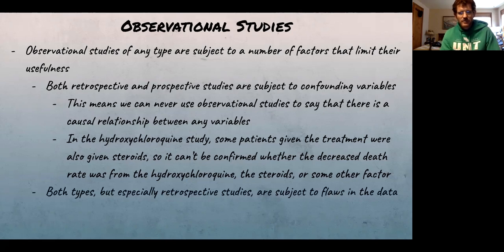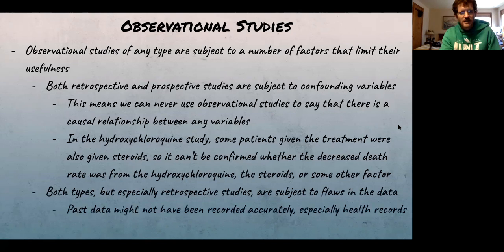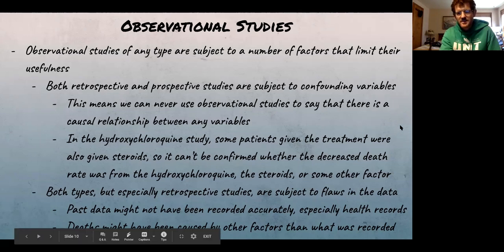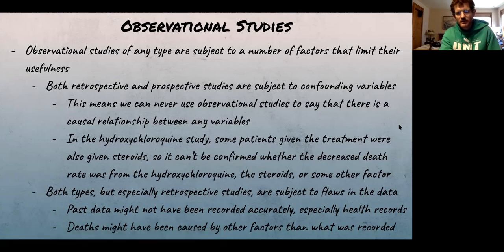Both types, but especially retrospective studies, are subject to flaws in the data. If you go far enough back in time, you can imagine there's a lot of death reports that aren't very accurate. It could have just said natural causes, and maybe it was cancer. Maybe it was pneumonia, but if it just says natural causes on a death certificate, and that's the only data you have, it's not really going to tell you a whole lot. That's just one example, but sometimes diseases are recorded incorrectly, things like that. So you're subject to those flaws.